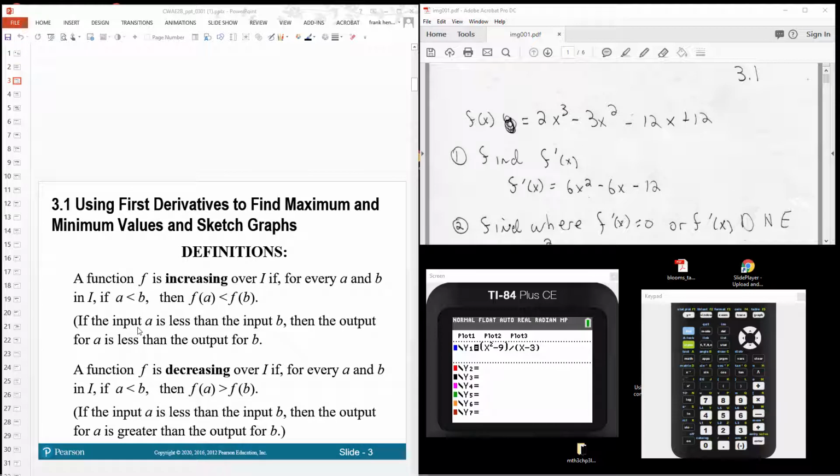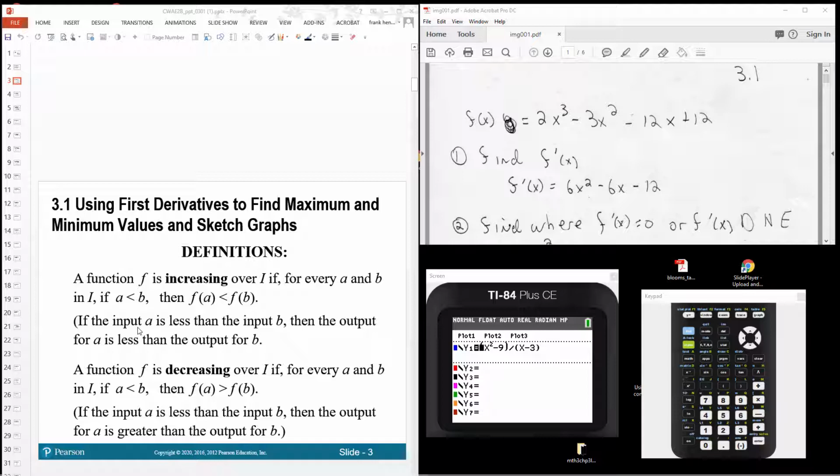Definitions: a function f is increasing over an interval if for every a and b in the interval, a is less than b, then f of a is going to be less than f of b. If the input a is less than the input b, then the output for a is less than the output for b.